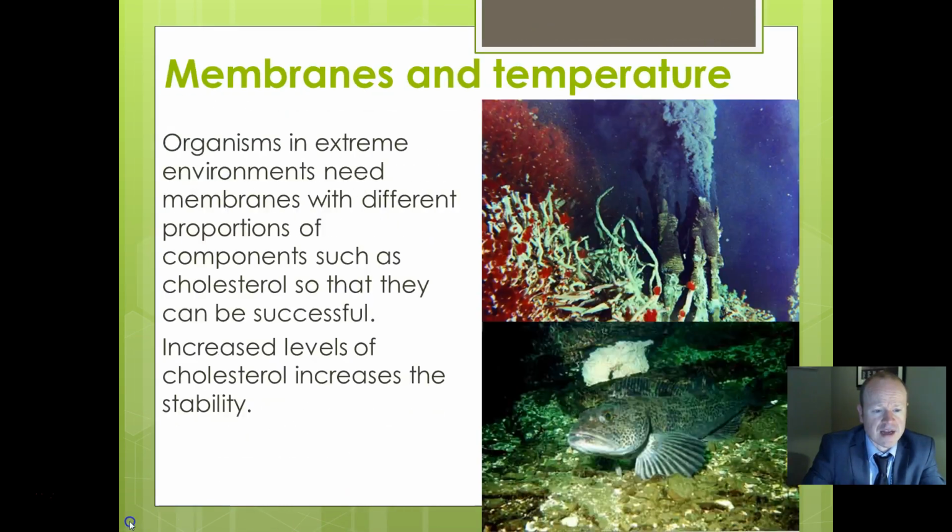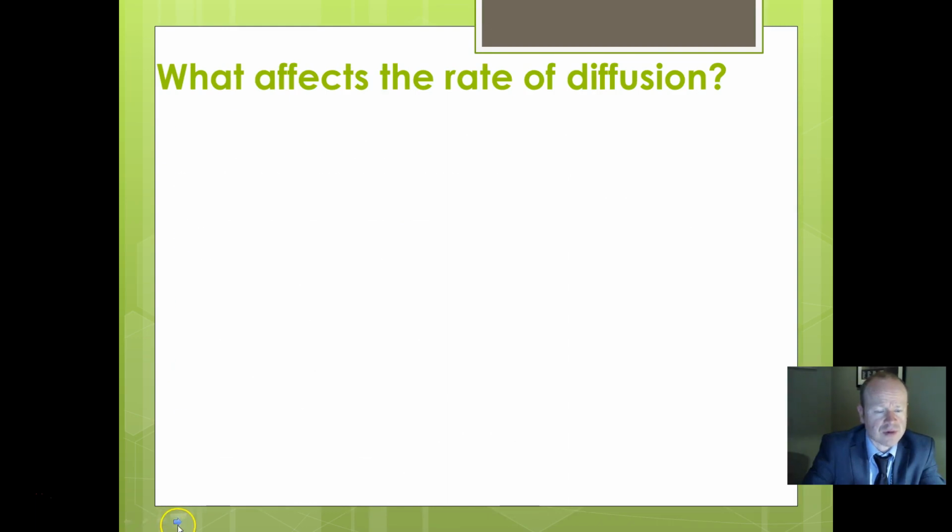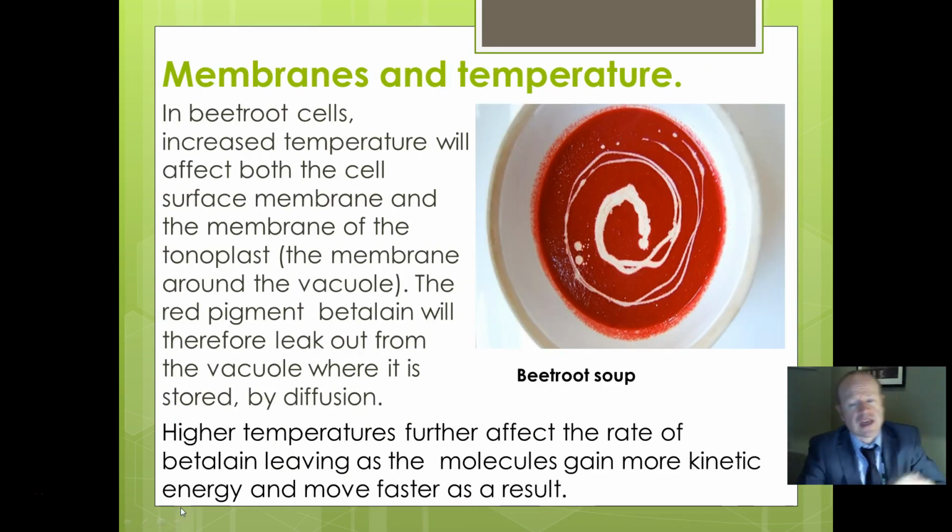Let's just skip back now to something that's going to be relevant to some practical work that some of you are going to be doing, thinking about membranes and temperature. Now, the experiment you're going to be doing is looking at how changing the temperature will affect the release of a particular color called betalain from beetroot. The more you heat it, the more betalain is likely to leak out. And the movement of betalain is by diffusion. Now, we're thinking about moving through a partially permeable membrane.